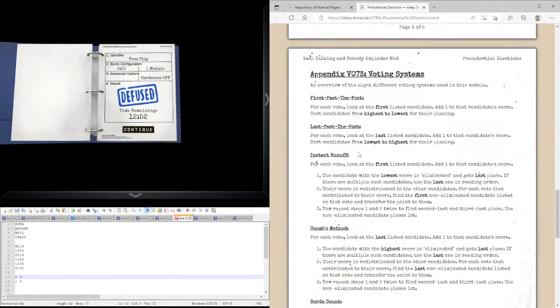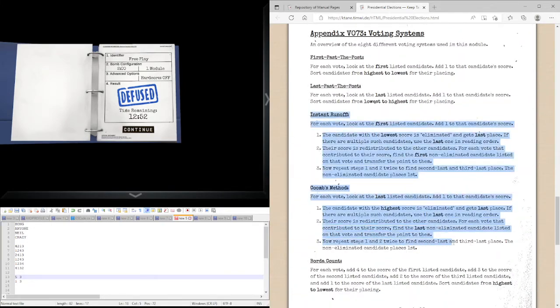And now we're going to come back up to Instant Runoff and KTaNE's method. Again, pretty much the opposites of each other. For each vote, take a look at the first or last listed candidate and add 1 to the candidate's score. You're going to do that for all of the 6 votes before you start this. And the candidate with the lowest score gets eliminated and gets last place. Or in this case, high score. If there are multiple such candidates, use the last one in reading order. Their score will get redistributed.